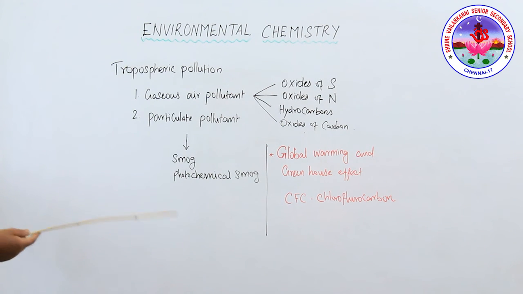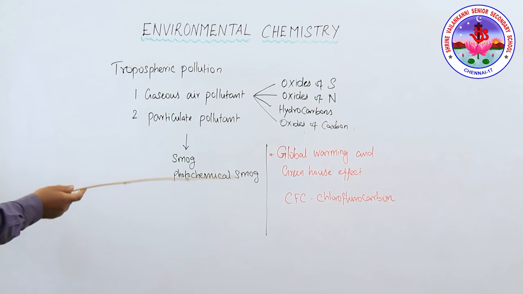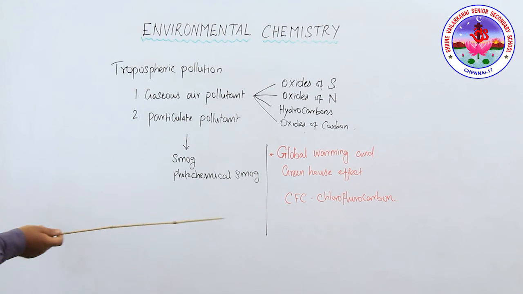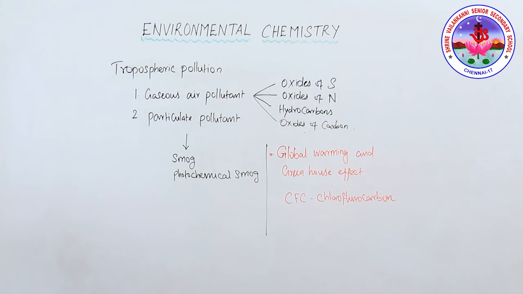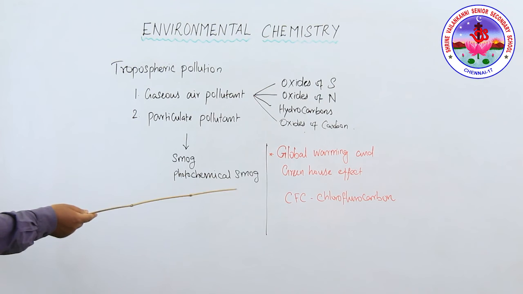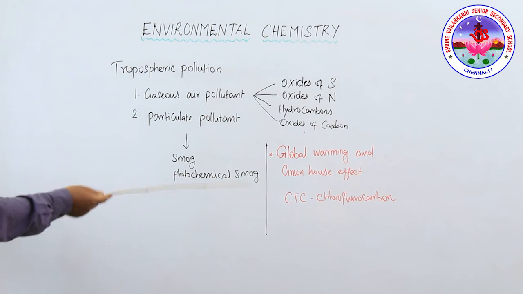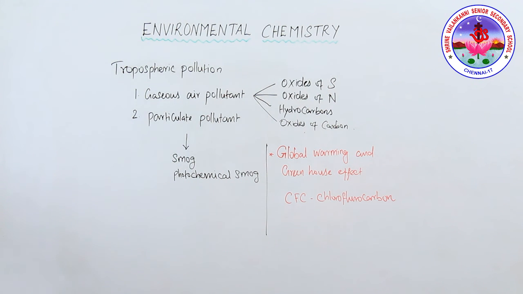Similarly, carbon dioxide molecules also trap heat, as they are transparent to sunlight but not to heat radiation. If the amount of carbon dioxide crosses the delicate proportion, that is 0.03%, the natural greenhouse effect balance may get disturbed. So carbon dioxide is the major contributor to global warming.